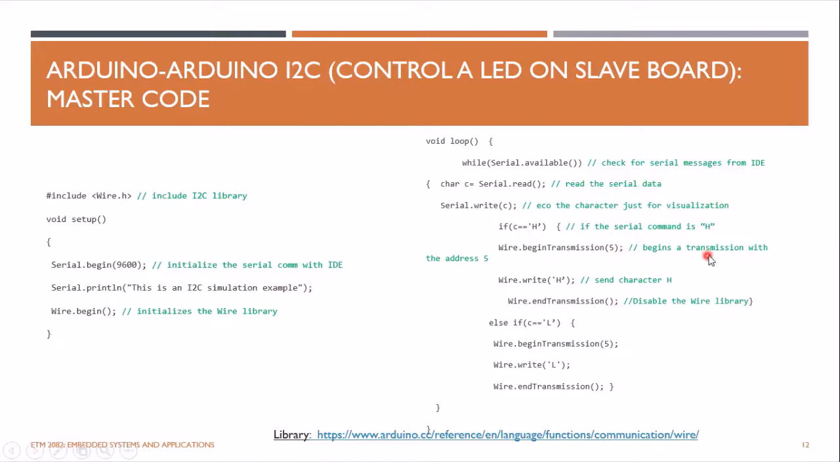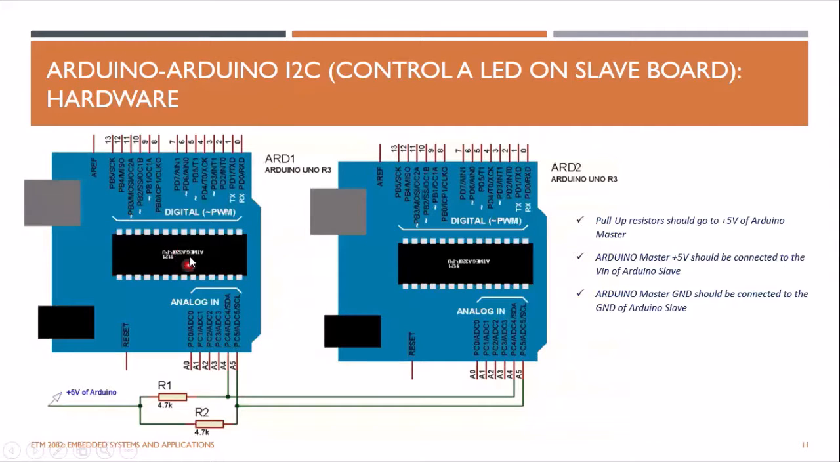So if there's a slave on the I2C bus which has a slave address of 5, it will receive this capital H. If I type capital L from my computer and send it there, capital L is received from the serial port. So I will again start I2C communication with the slave address of 5, write capital L, and end transmission. This is basically the master code, which you have to upload to this guy. Then this guy is ready, and then you have to work on the slave code.